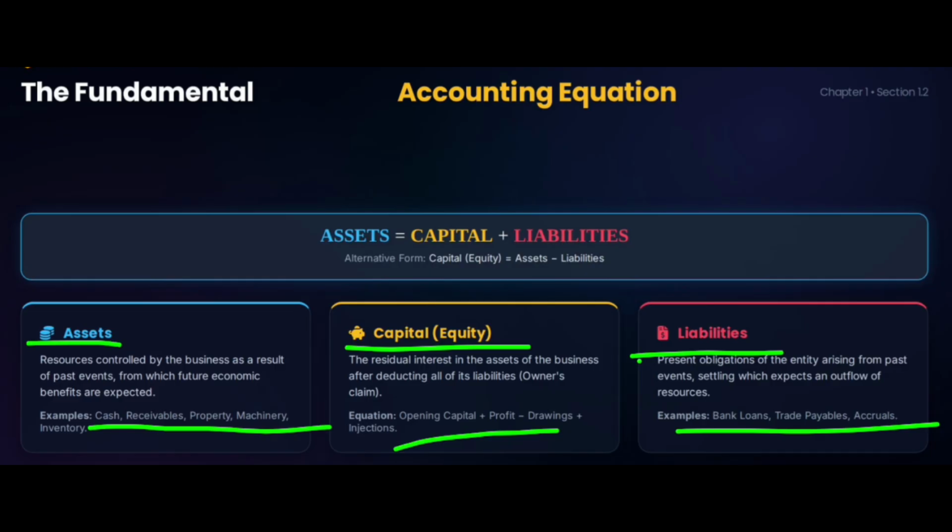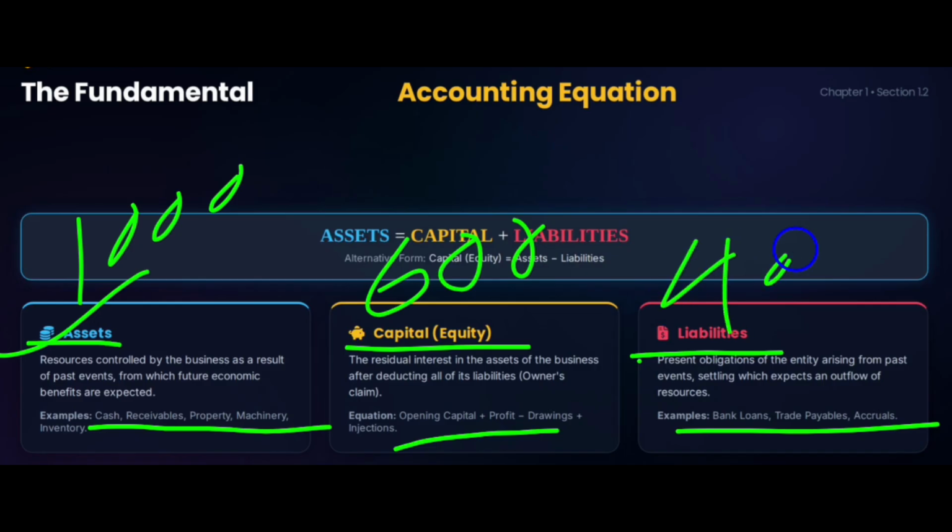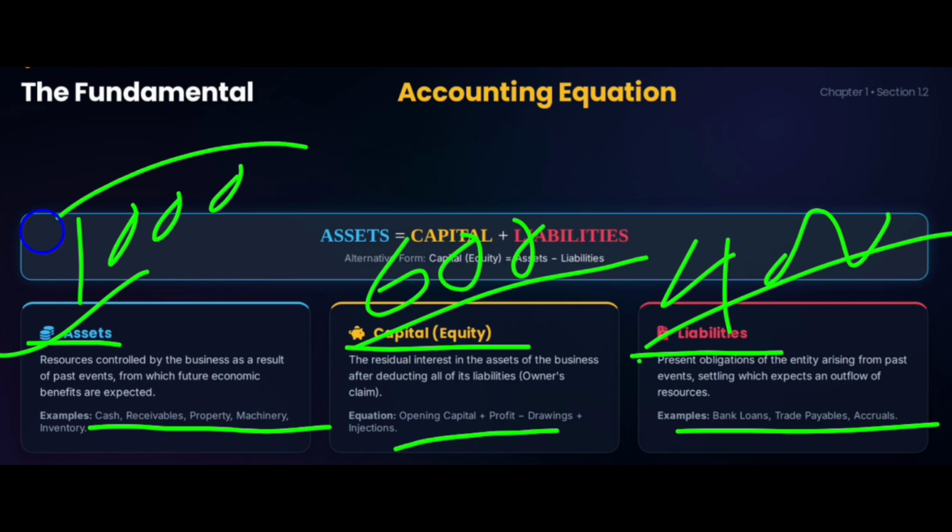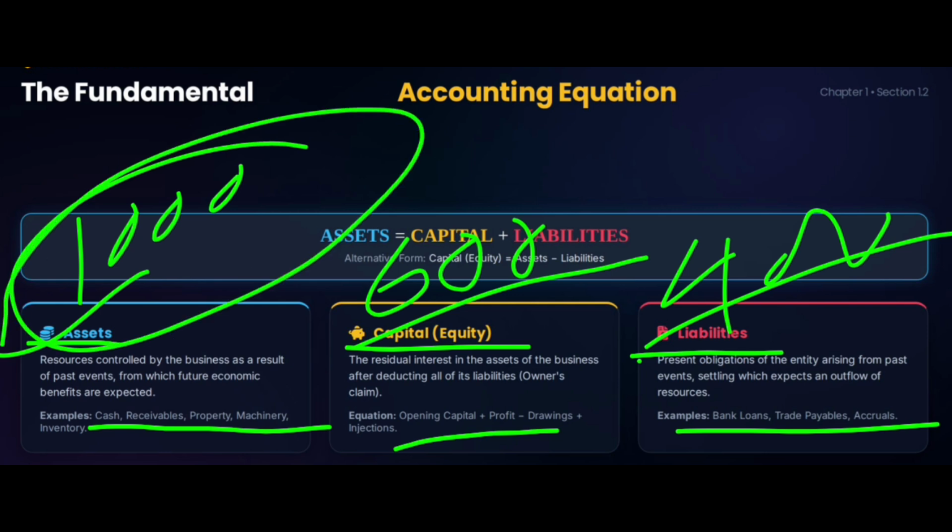That is, if you buy a 1,000 rupee football using 600 of your own pocket money and 400 borrowed from your dad, your assets are 1,000, your capital is 600, and your liability is 400. As you borrowed from dad, it's not your own money, and this will be your asset, which is satisfying this equation.